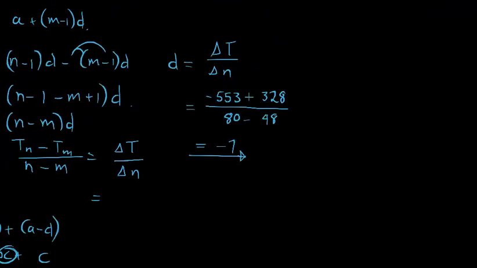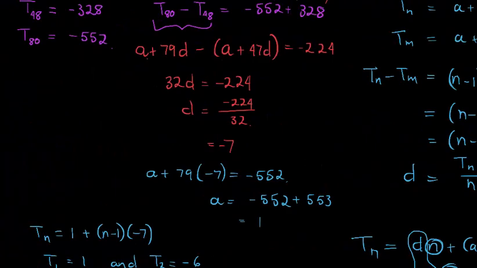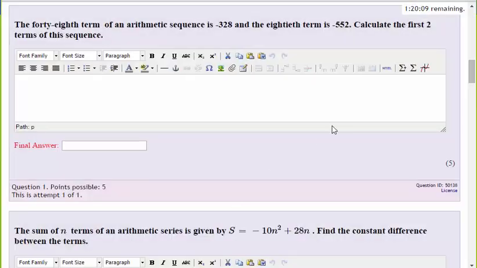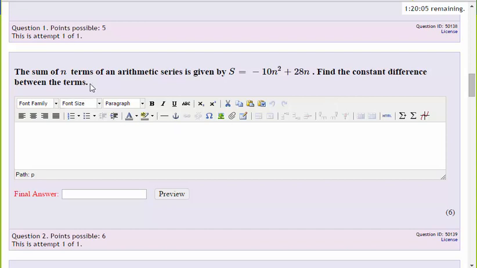D, and obviously we'll get a just again by substituting into one of those formulas, even if we use this cool formula for D. Let's go see if there's another thing we can do with arithmetic or geometric. The sum of an arithmetic series is given by... find the constant difference between the terms. Okay, how about you guys try that?